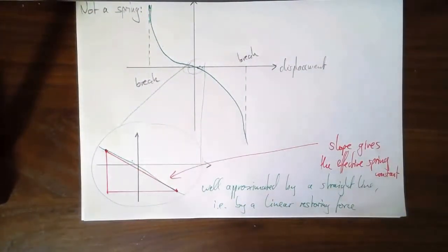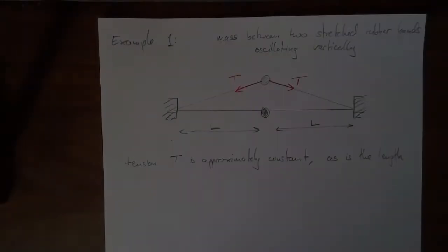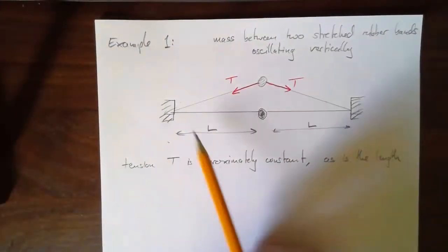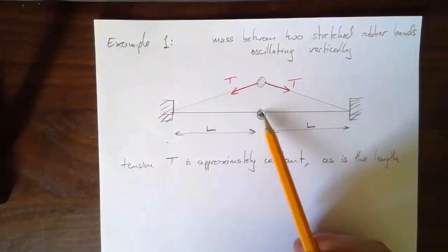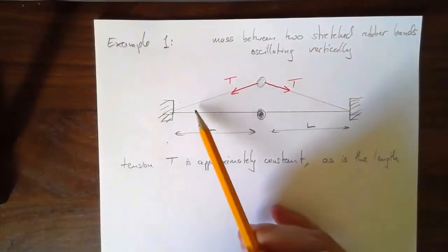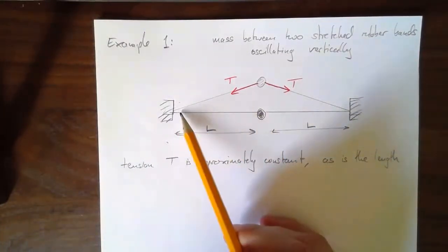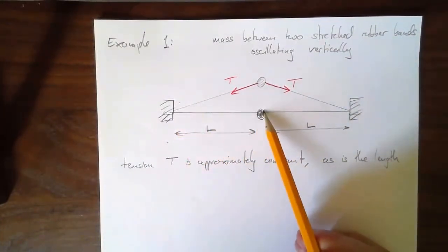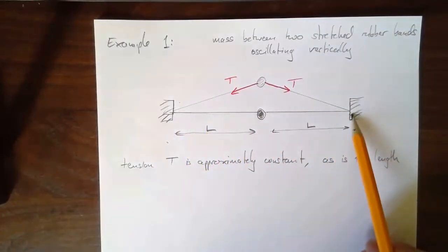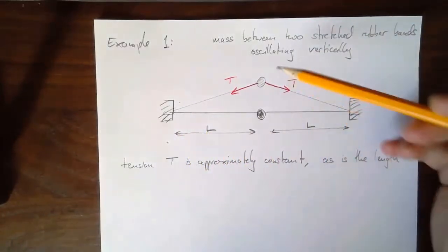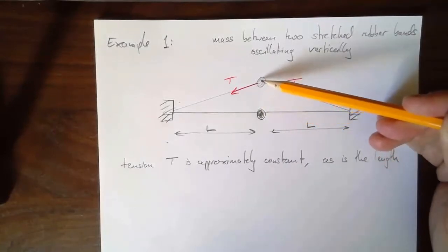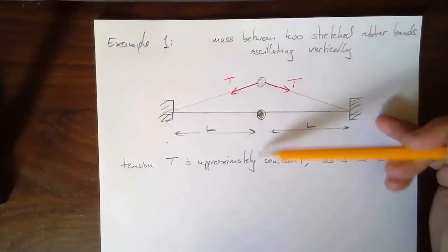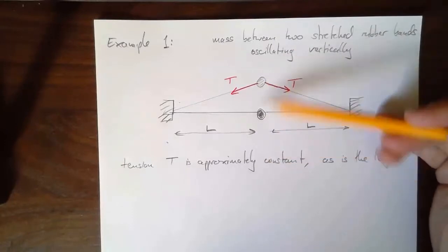Let's do an example and see what happens. Here's the example I want to go through. I imagine I've got some kind of mass here, and it's held right between two fixed points with stretched rubber bands. So this is a stretched rubber band here. This is a stretched rubber band here. And what I'm going to do is take this mass and pull it up to here, let it go. It's going to oscillate vertically like this.